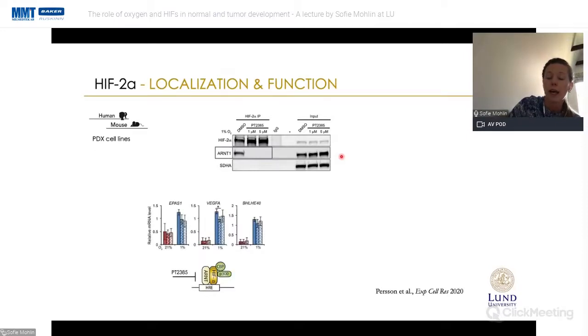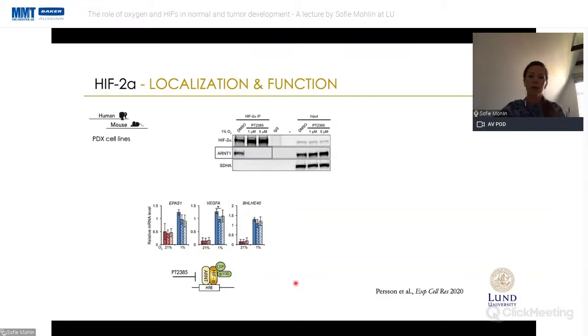So we looked at the expression of HIF-driven genes, and we know that the inhibitor works, but we don't have an effect on these genes. So VEGF and BHLHE40, which is more commonly known as DEC1.